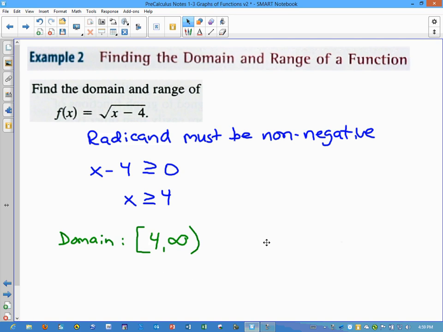So if we look at the graph of this, notice how the graph doesn't even exist to the left of 4. It only exists when x is 4 or larger. So if we think of x equals 4 and we put that into our function, 4 minus 4 is 0, square root of 0 is 0. So when x is 4, the value of the function is 0. And then as x gets larger, our graph will increase. So it will be always increasing to the right.